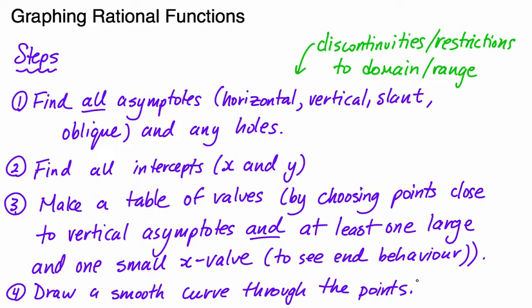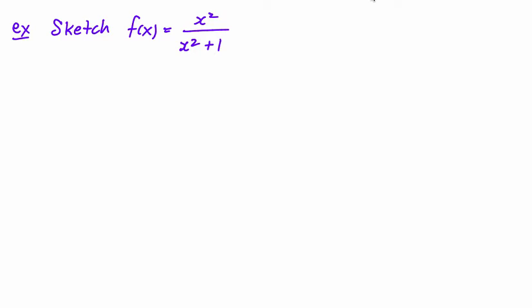Here's the first example. We're going to try and sketch f of x is equal to x squared over x squared plus 1. So let's start off with holes and asymptotes, and we'll start with vertical asymptotes. So vertical asymptotes happen when the denominator is equal to 0. Let's see if that can happen. No, it can't, so no vertical asymptotes.